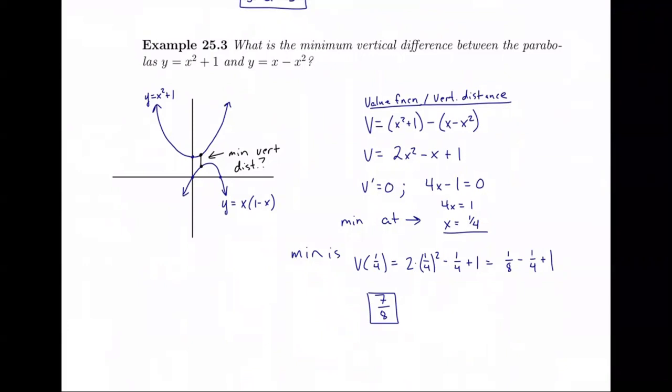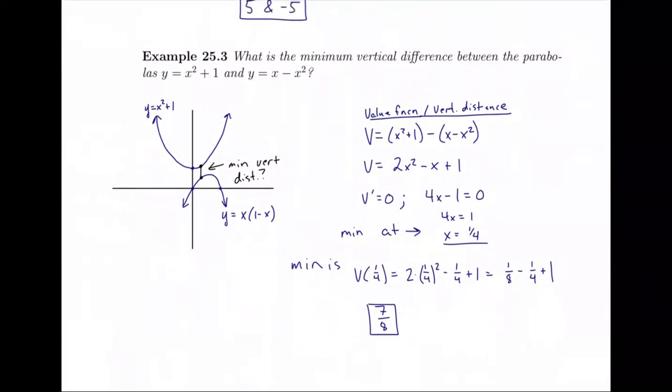Minimum vertical difference between each of these parabolas. It really helps to try to sketch these parabolas. X squared plus 1 is easy to sketch, right? It's shifted up by 1, but its vertex is on the y-axis. X minus x squared, well, that's x times 1 minus x. The zeros of this parabola are 0 and 1. The roots of it are 0 and 1, as marked here in the sketch. It opens downward because it has a negative x squared. And that's about all we need to do, right? Just to get a rough idea of what these two things look like.